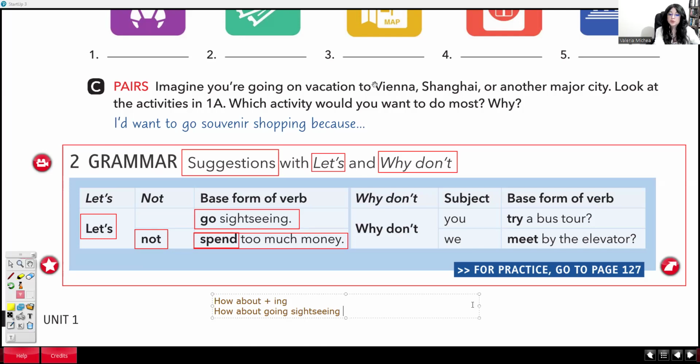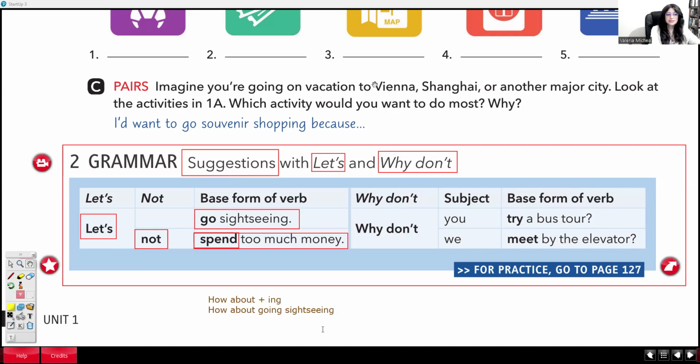So how about going shopping? How about visiting the museum? How about having a cup of coffee, etc. So yeah, how about plus ing? It's perfect. It also works to make suggestions. So for example, I could say, let's go sightseeing. And you could say, I don't want to. How about going shopping? You're making another suggestion. So it's perfectly fine.